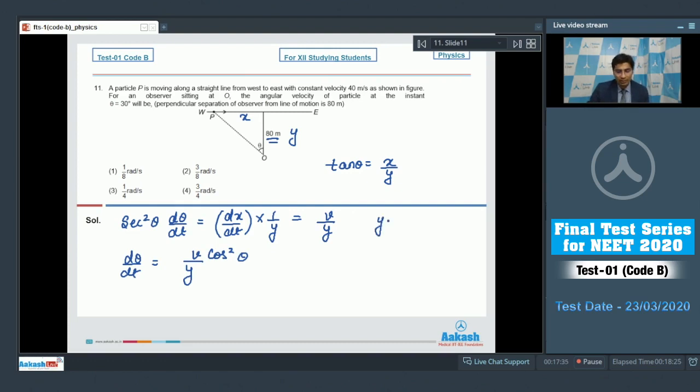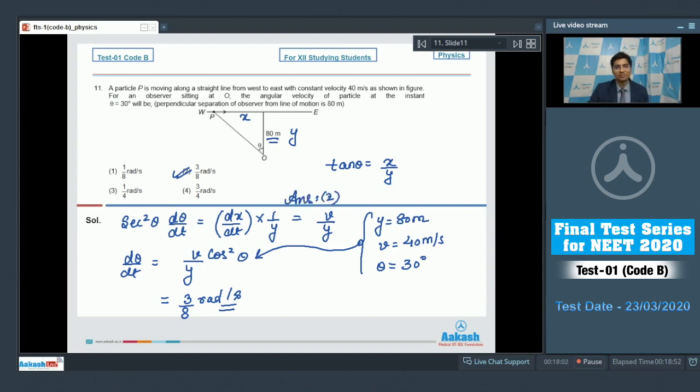In the given question, y is given to be equal to 80 meters, v is given to be equal to 40 meters per second, and theta is given to be equal to 30 degrees. So we can substitute all of these values in this expression and find out the value of d theta by dt, that will be 3 by 8 radian per second, and this is the required angular speed. It means that option number 2 of this question is the correct answer.